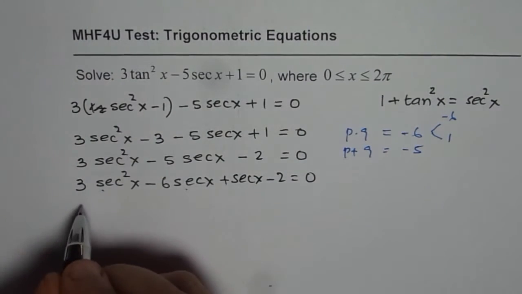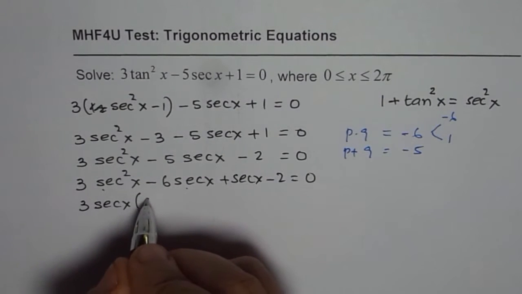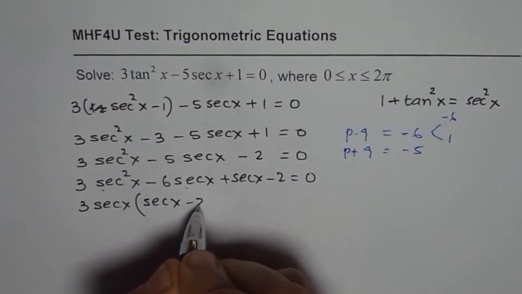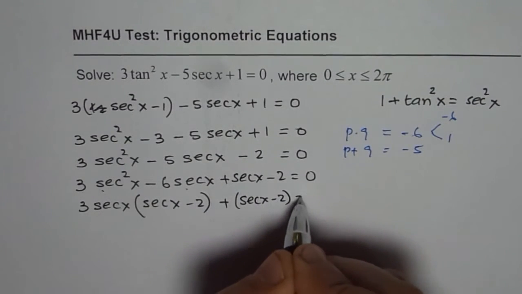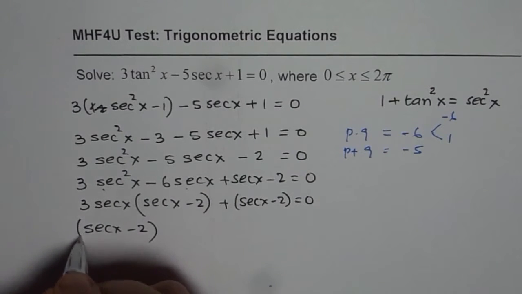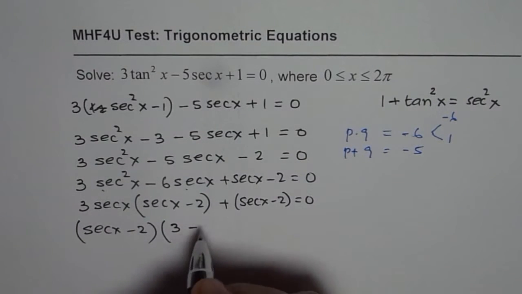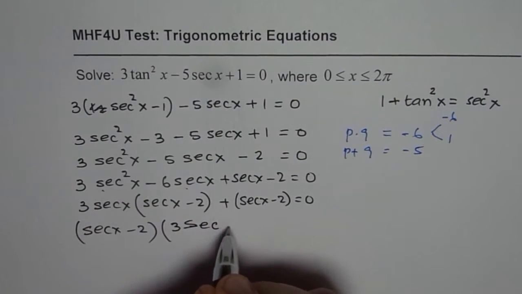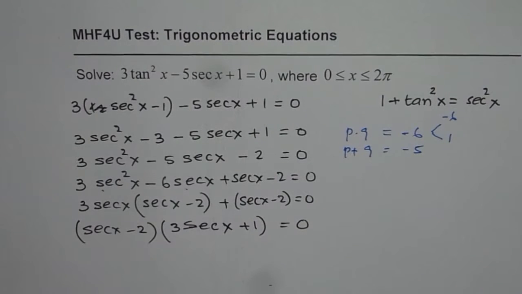Combining these two terms, we can factor 3 secant x. We get secant x minus 2. Here we already have secant x minus 2 equals 0. So we can take secant x minus 2 common. So we get 3 secant x plus 1 equals 0.